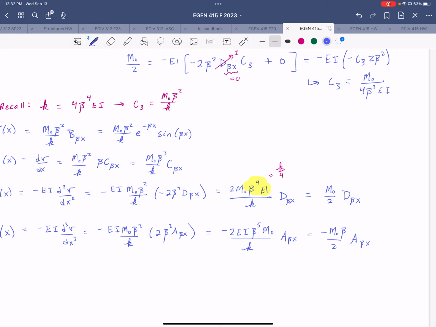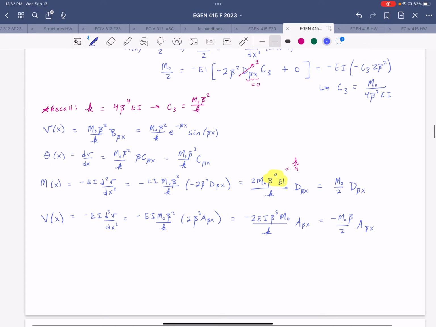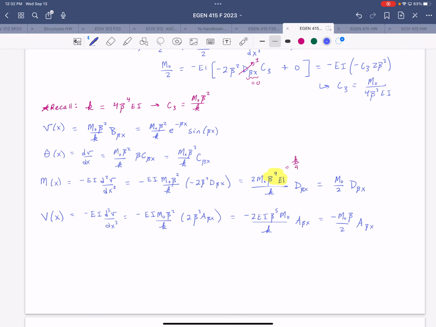And so notice that all of these results are in terms of the applied force, the applied load. In this case, it's M naught. If you had a point load, all your results would be in terms of P naught, okay?